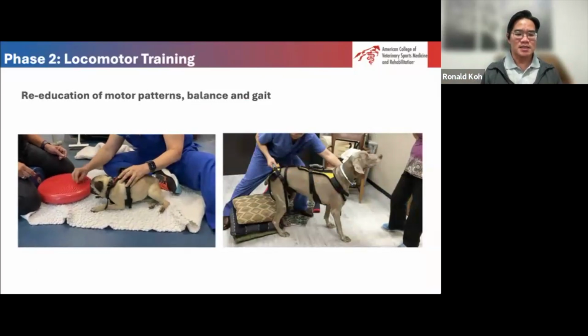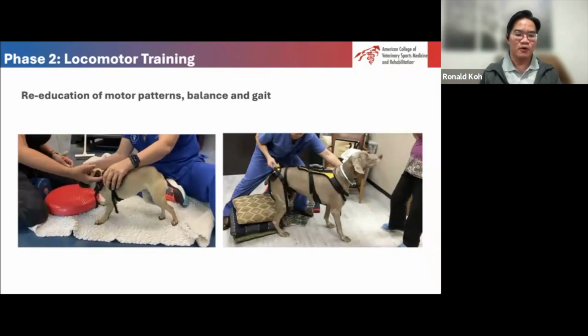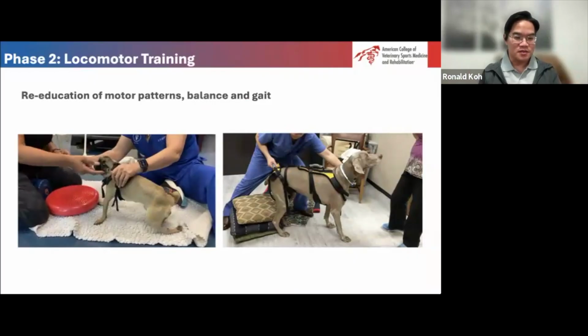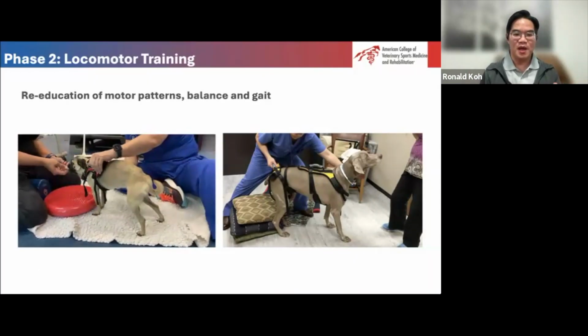So this is a dog that has some congenital spinal cord disease causing ataxia in the forelimbs. So again, this dog is very food motivated. We just use the treat to lure him, to try to stand up on his own, and also step on the bouncing disc.